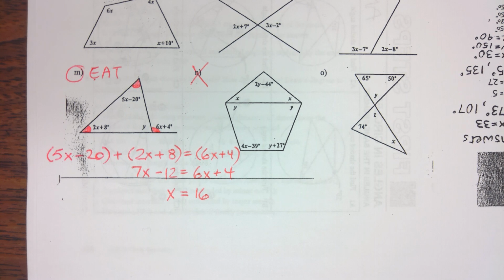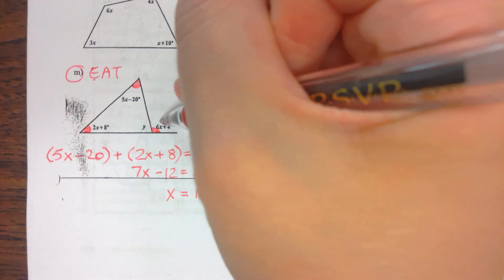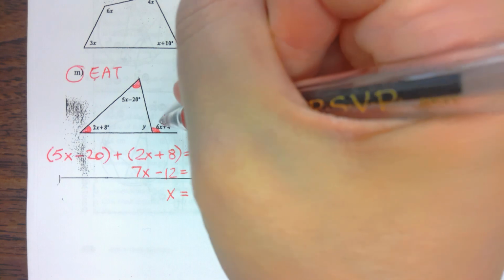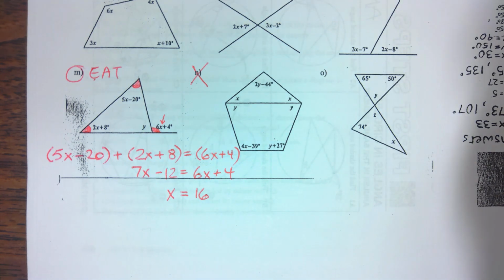Now, what is y? I found x is 16. How do I solve for y? Stefan, what's your idea? You just find the exterior angle and then... Excellent. Perfect. I love that explanation.